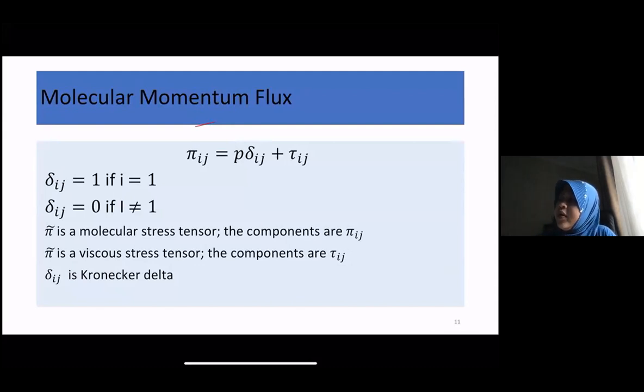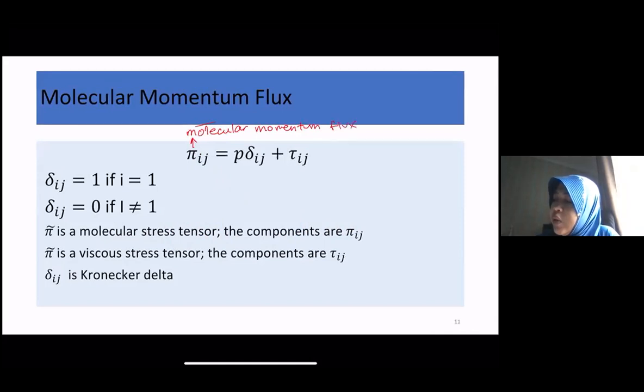Okay, so the momentum flux we call πij. πij is the molecular stress tensor. Why is it called a tensor? Because it is multiplied by a factor and multiple factors. So this is called the molecular momentum flux.